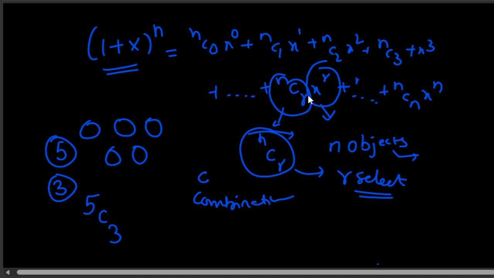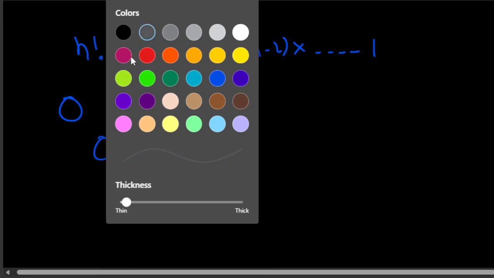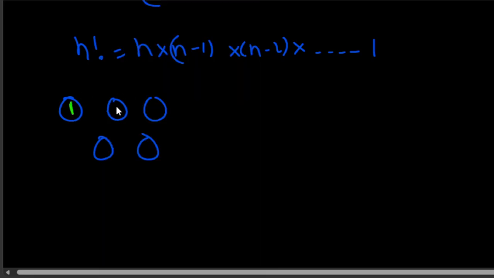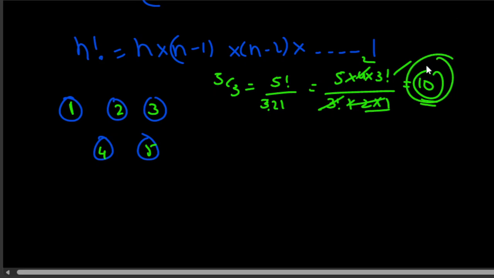Assume I have 5 balls, 1 2 3 4 5. Let's give numbering to them. This is ball 1, this is 2, this is 3, this is 4, this is 5. So 5C3 means 5 factorial by 3 factorial into 2 factorial. 5 factorial can be written as 5 into 4 into 3 factorial, and 2 factorial is 2 into 1. This cancels and this is 10. So there are 10 ways. These 10 ways, we are not considering the order.